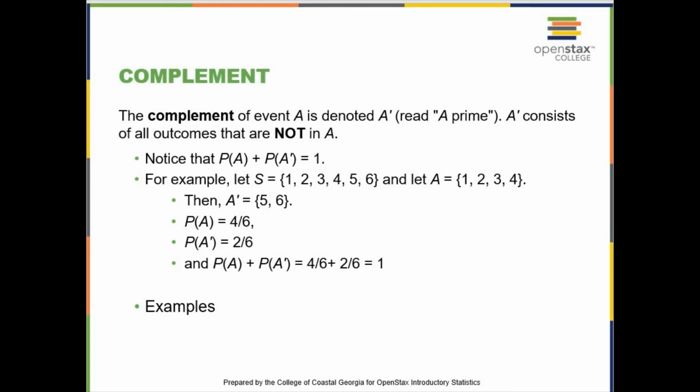If we want to compute the probability of A, then we count how many outcomes are in A and divide by the total number of outcomes. So we get 4 over 6. If we want to compute the probability of the complement of A, then we count how many outcomes are in the complement of A and divide by the total number of outcomes. We get 2 over 6.